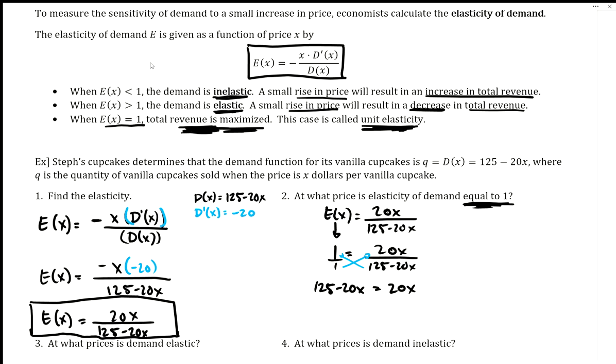Now let's solve this equation. It looks like I should add the 20x over to the left. So we have 125 is equal to 40x, and then we can divide both sides by 40.